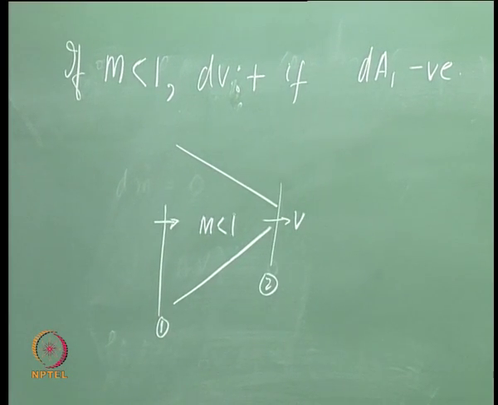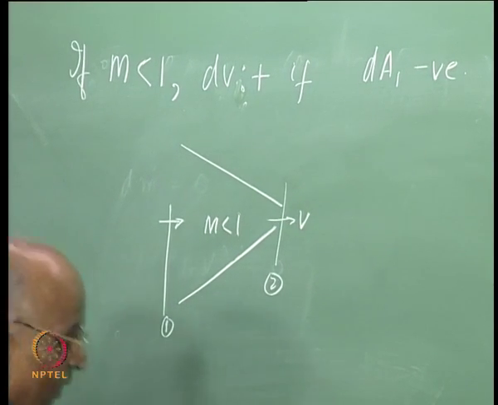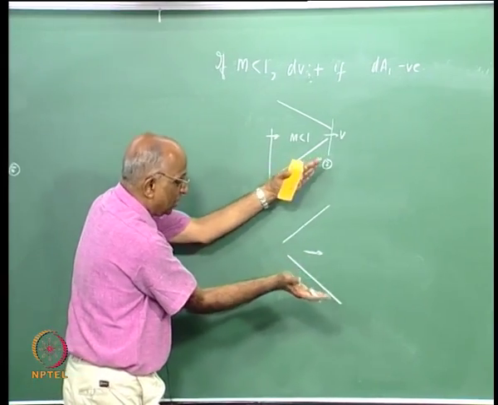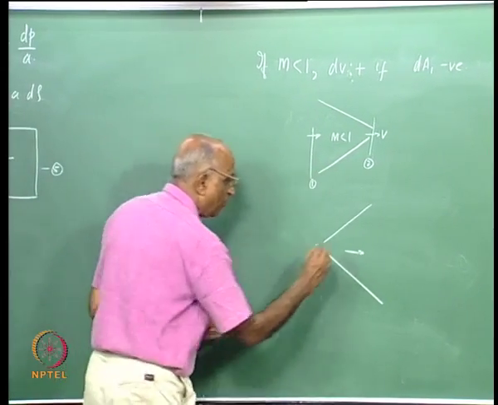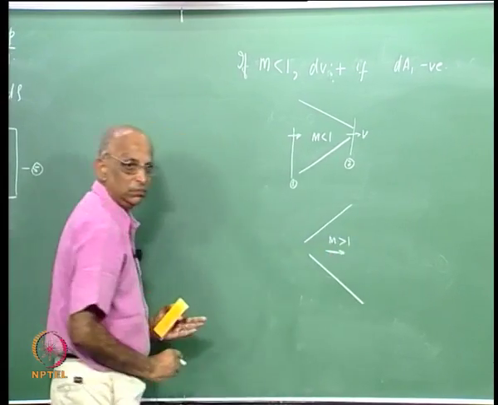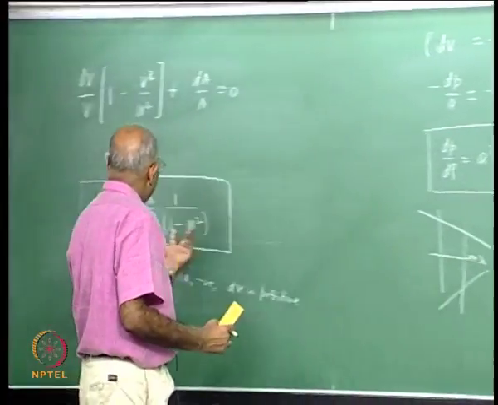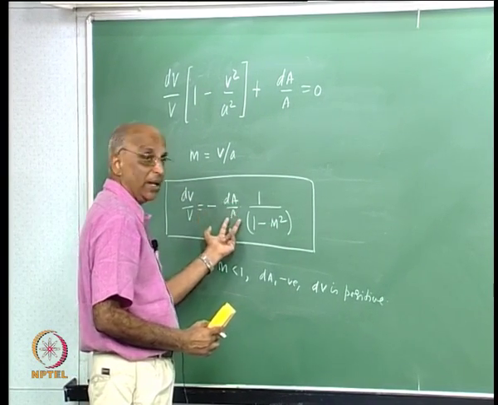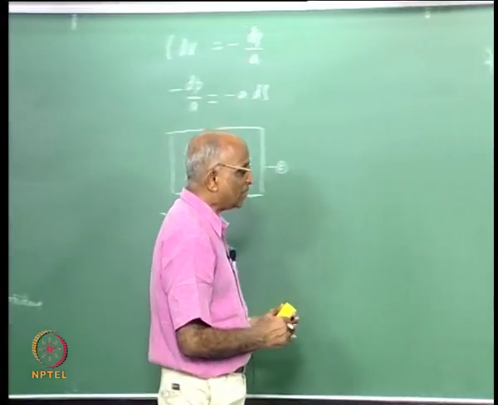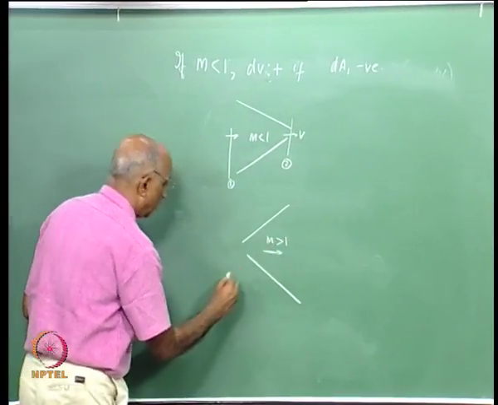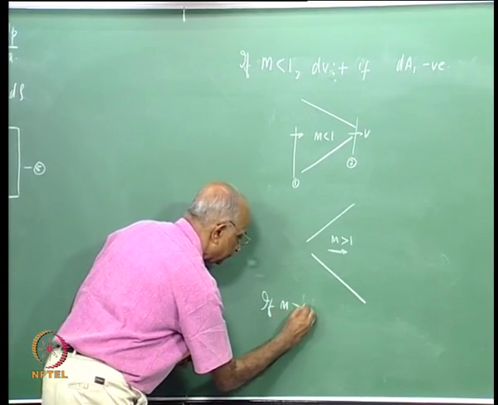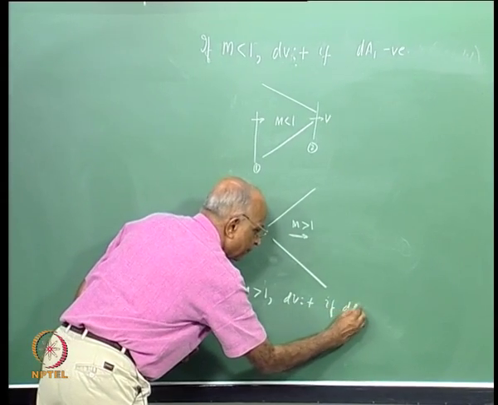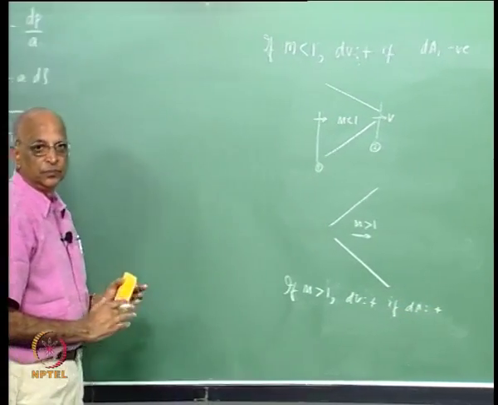On the contrary, using the same set of arguments, if the flow takes place in a diverging configuration, and I have Mach number greater than 1, then what happens? Since Mach number is greater than 1, this becomes negative, negative and negative get cancelled, therefore dV by V goes as positive of dA by A. In other words, the flow accelerates if Mach number is greater than 1, dV is positive if dA is positive, right.